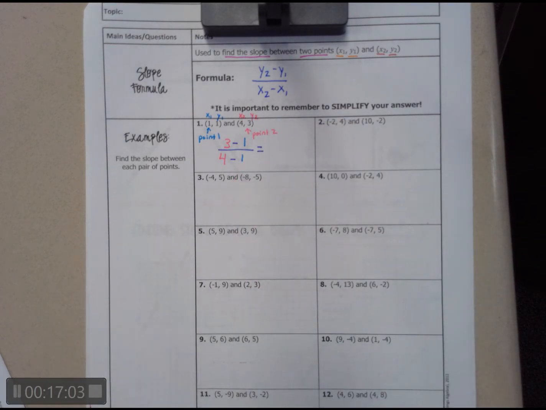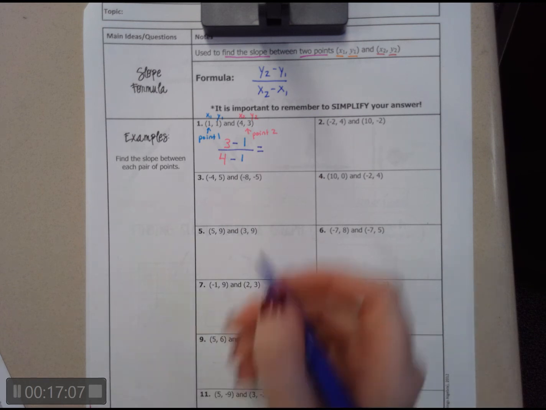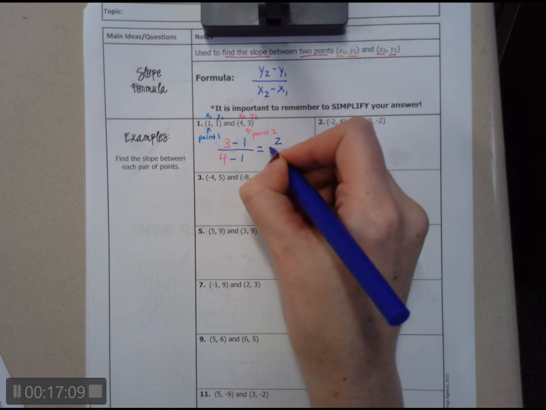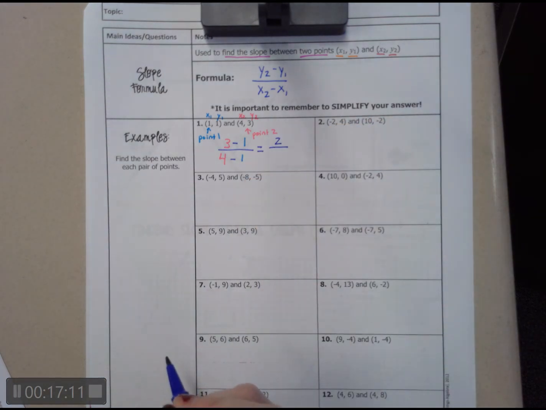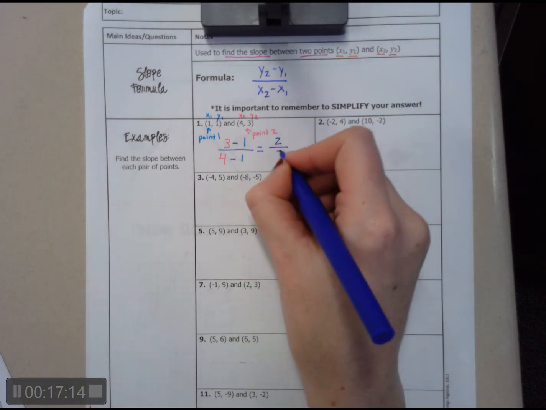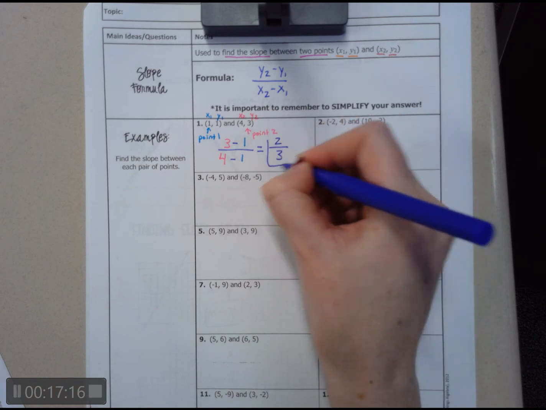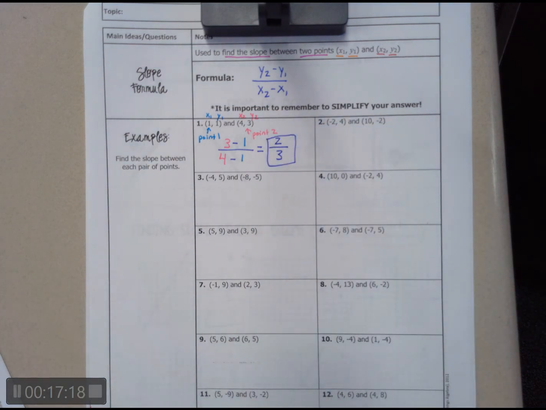And then we are going to simplify it. So what is 3 minus 1? Hopefully you said 2. And then 4 minus 1 will give you 3. And so our answer is going to be 2 over 3. You okay with that? All right, let's try another one.